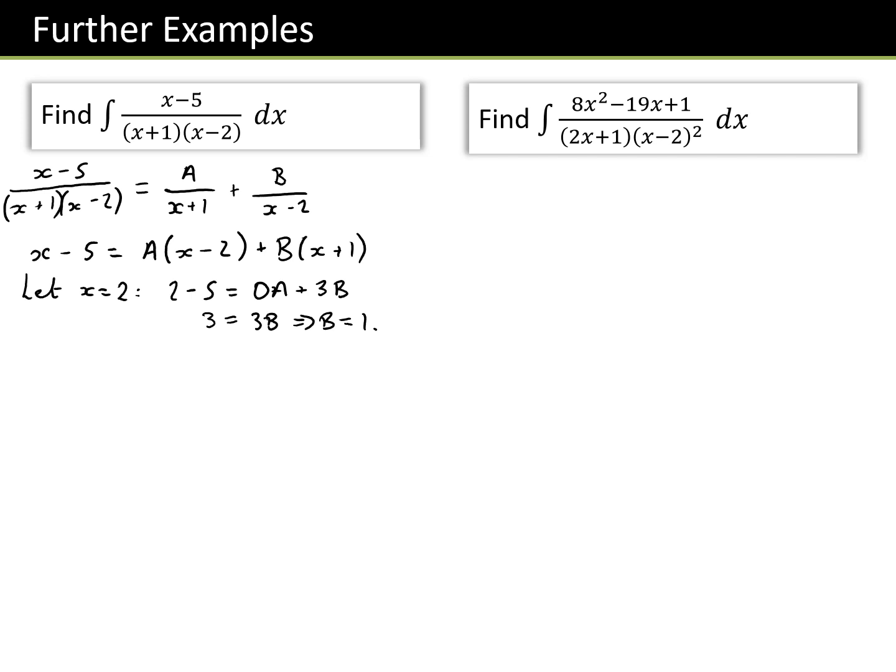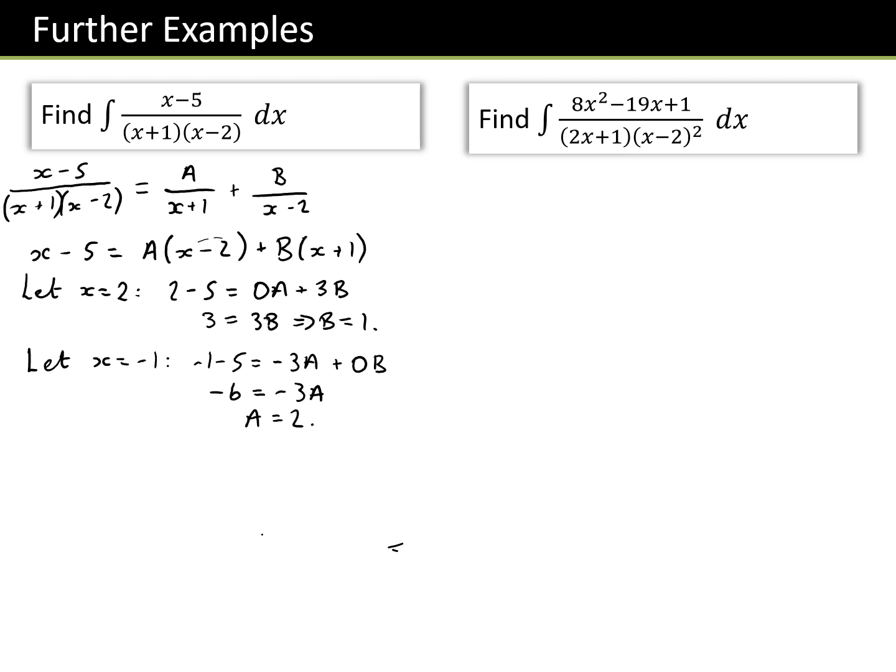Now let's let x equal something else to get the other thing equal to 0. So this one's equal 0 already done. This one equals 0, so x equals minus 1 to get this equal to 0. So minus 1 minus 5 is equal to minus 1 minus 2, which is minus 3 lots of a, and we've already said this second thing is equal to 0. Minus 1 minus 5 is minus 6, and that's equal to minus 3a, so a is equal to 2.